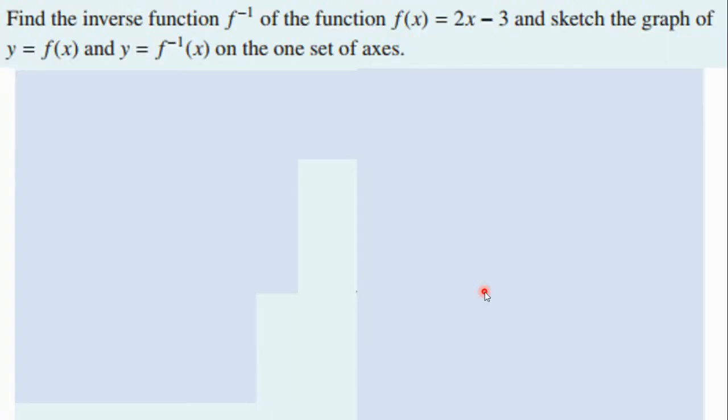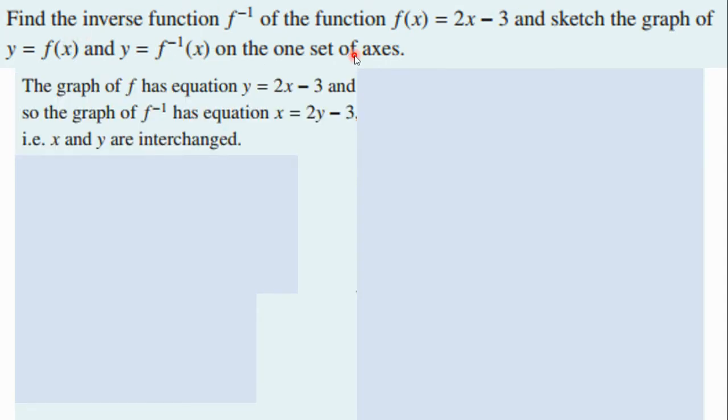So some examples. Define the inverse function of the function 2x minus 3, and sketch it. So sketch both graphs on the same set of axes. This is the crucial bit here: the x and the y are interchanged. So if we have the function y equals 2x minus 3, the inverse function will have the equation x equals 2y minus 3. So basically we're just swapping the x and the y around.